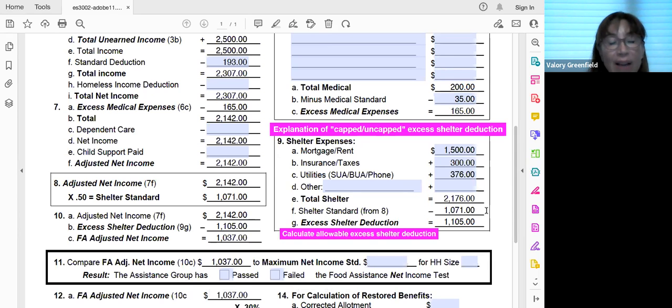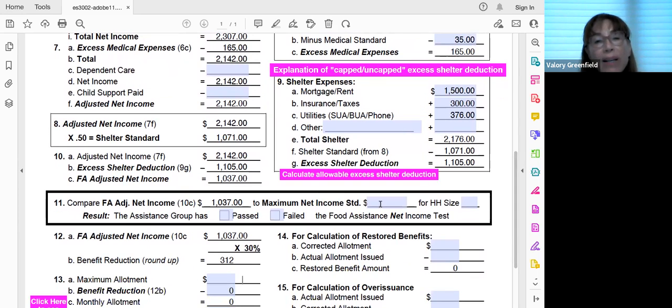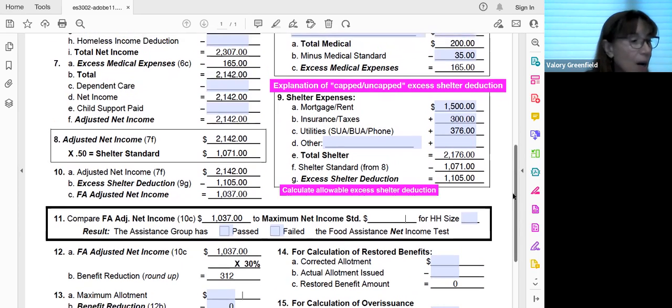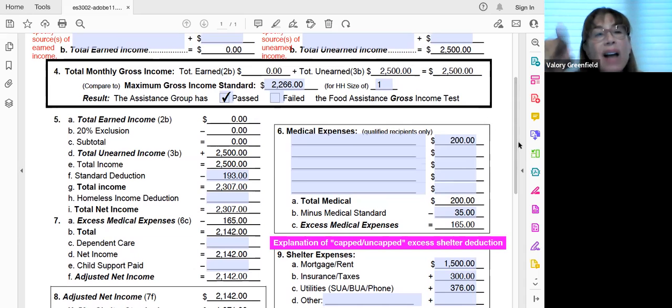Now we've got to look at box 11. We have got to see if he meets the net income test because he's going to have to meet it. As a person whose income, by the way, was over 200% of poverty, let's just scroll back up a second to box number 4. Remember, he was over 200% of poverty, was 2266. He does not qualify for broad-based categorical, so he has an asset test. So that 4750 is critical. He meets the asset test.